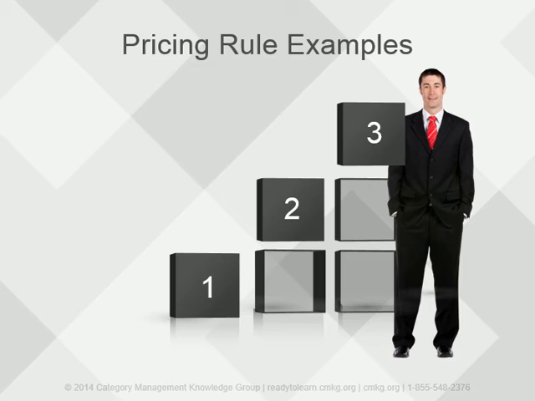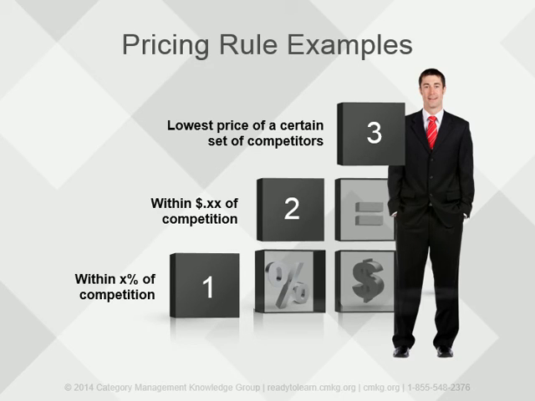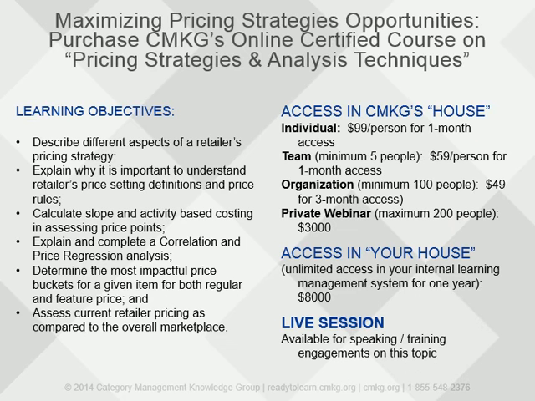Retailers can create pricing rules relative to competition that may be applied to specific items for a retailer, sometimes within each of the pricing zones that they've defined. An item may be priced within a certain percentage of competition, or within a certain number of dollars and cents of competition, or the rule may focus on ensuring the lowest price among a certain set of competitors.